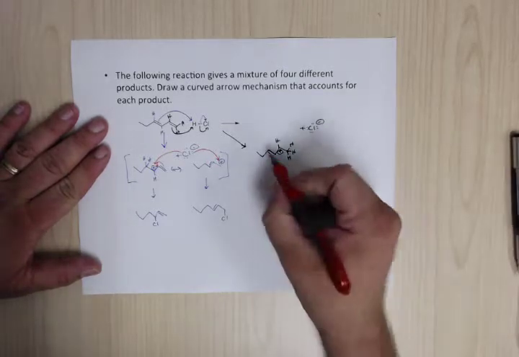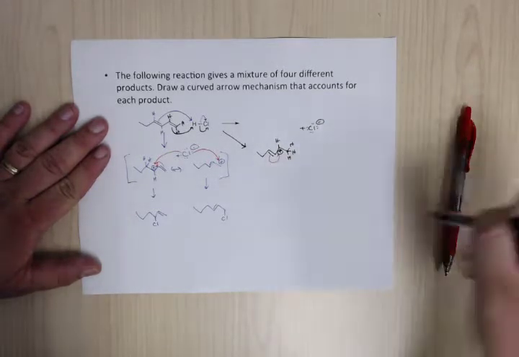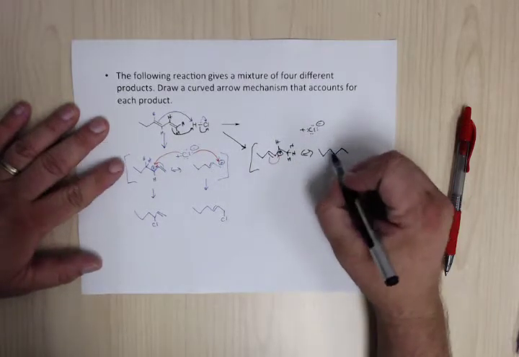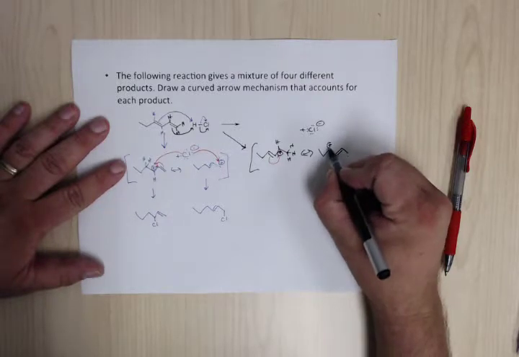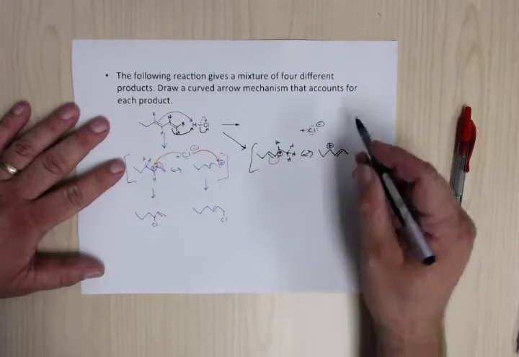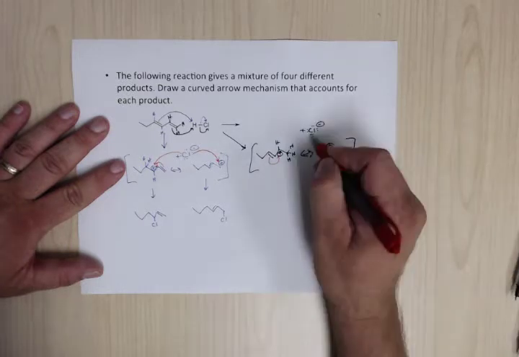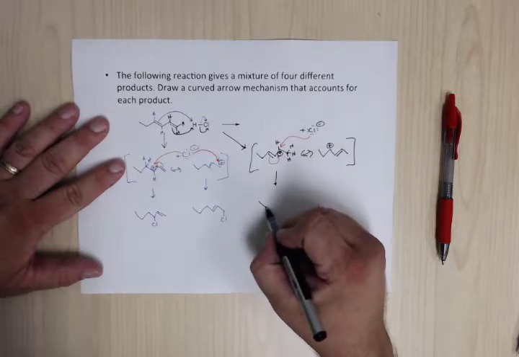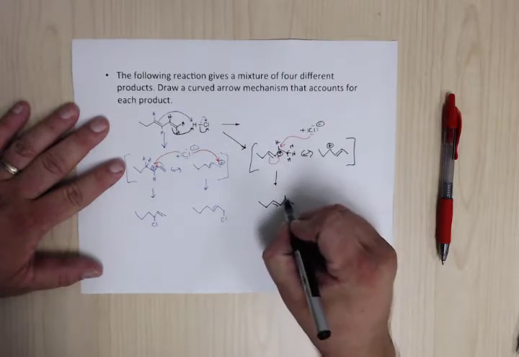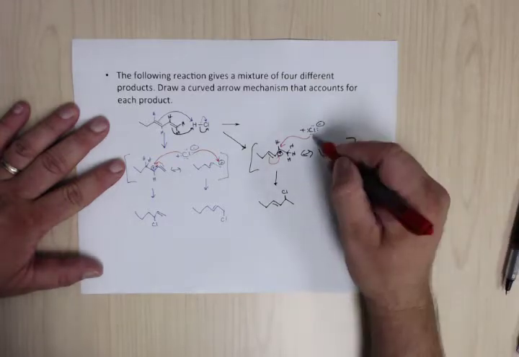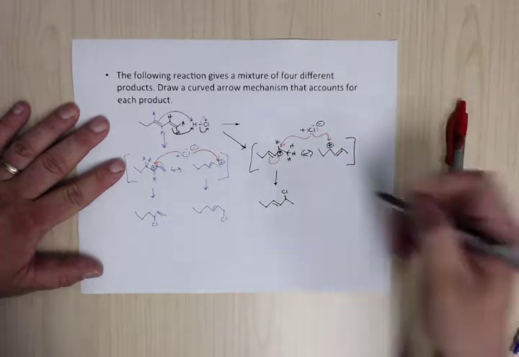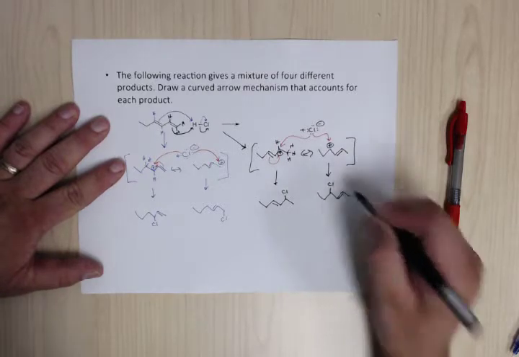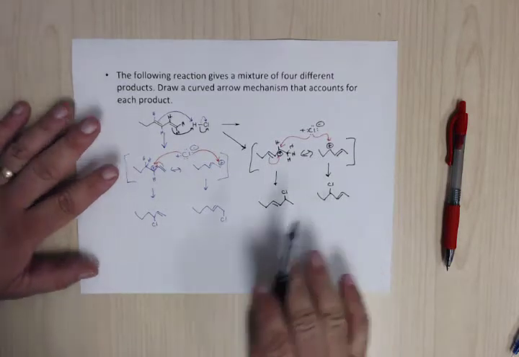Okay. Again, you can do a resonance structure where that moves over. So that moves over here. So now this carbon gets the positive charge. Okay. So if the chlorine sees this resonance structure, it's going to attack there. If it sees this one, it's going to attack there. And those are your 4 products.